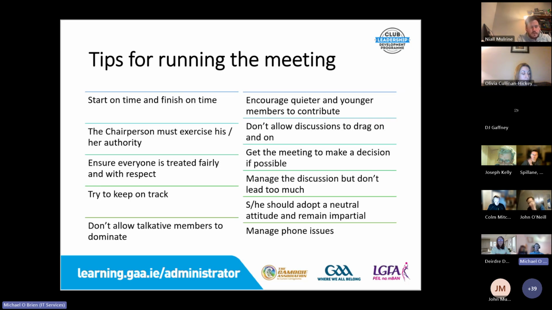Manage the discussion and don't lead too much. As chairperson, you may have an opinion, but you have to have a neutral attitude and remain impartial. You might say, right, I want to go in this direction, but you can't ultimately lead the discussion. You are one member of a broader club. You don't want to be a dictator, because if you come across as a dictator, people won't volunteer, people will shy away from you, people will step away from roles. You have to remain neutral and impartial.